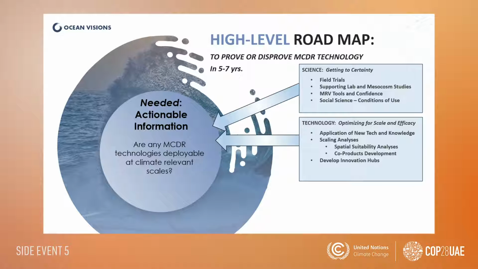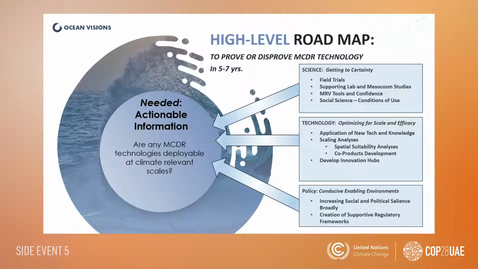It's really important to start doing some scaling analyses. So spatial suitability analyses are one. We're doing one with Esri right now, where we're looking at places in the world that might be the most meaningful and sort of most optimal conditions for doing ocean fertilization to grow microalgae, for example. Also, analyses thinking about co-products development. So some of the technologies have the ability to perhaps have co-products associated with them. And so what are those co-products? What does the scaling of that look like? And then also importantly, thinking about developing innovation hubs, so getting people together from different parts of the world, again, working on these problems together.